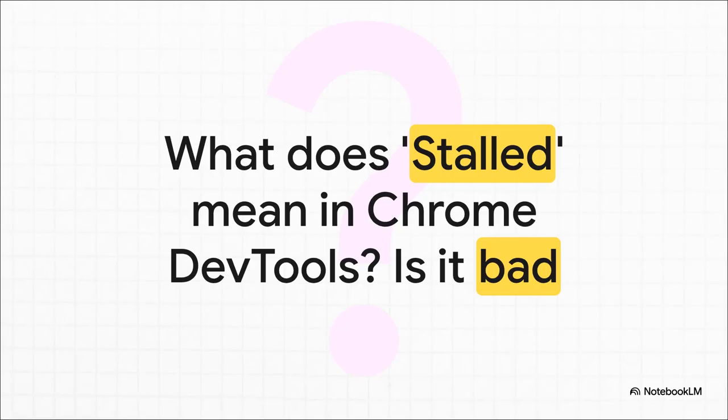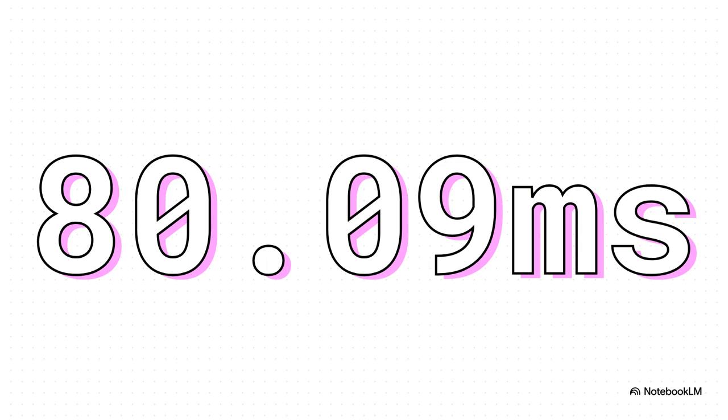A classic. You open up Chrome DevTools, you look at your network waterfall chart, and you see that a request was stalled. Your gut reaction is probably, oh man, something is wrong with my front-end code, I have a bottleneck. But with our new understanding of HTTP, we know to dig a little deeper. So our developer did just that. They dove into the detailed network timings and found the real culprit, a high time to first byte, or TTFB. In this case, over 80 milliseconds.